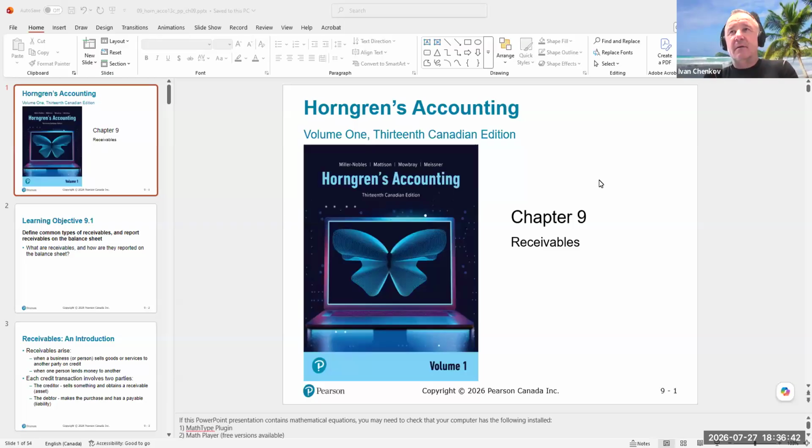This is chapter 9, accounts receivables. Not only accounts receivables on the course Principles of Accounting first part. So, what we learned so far?